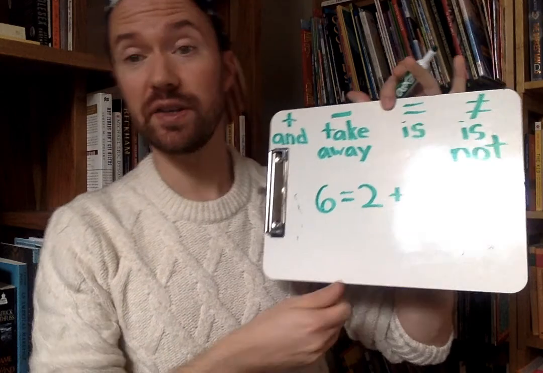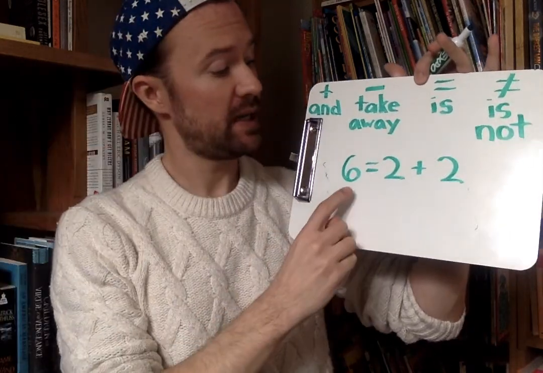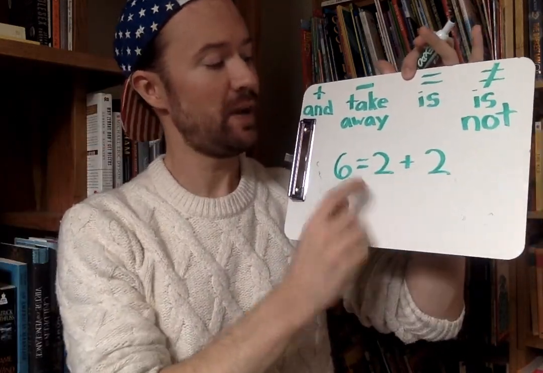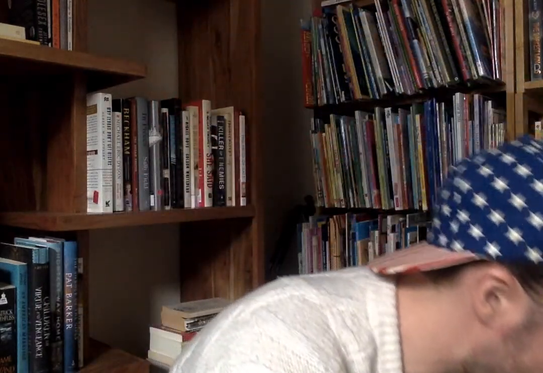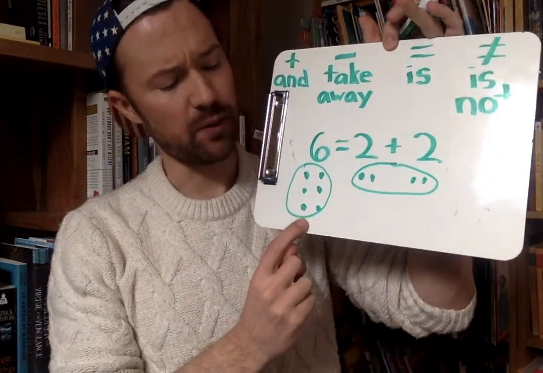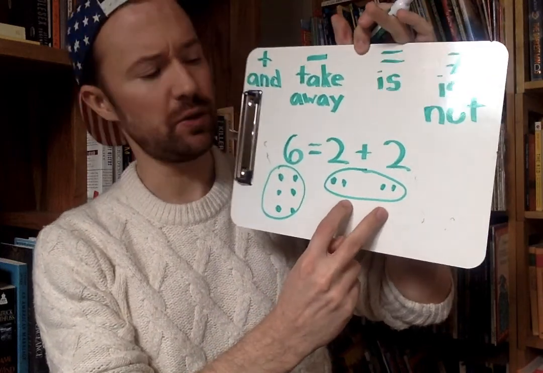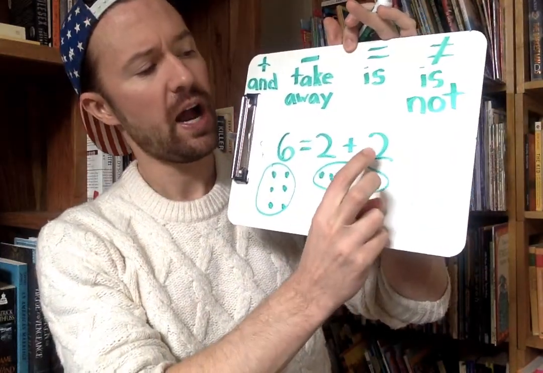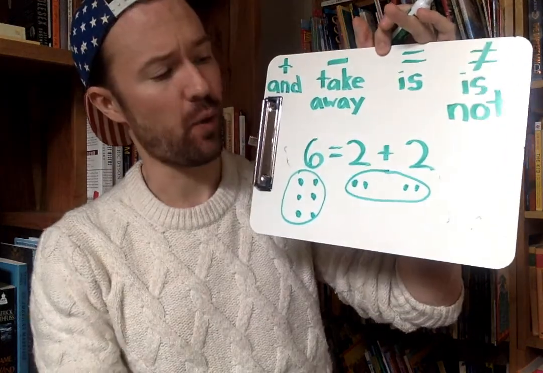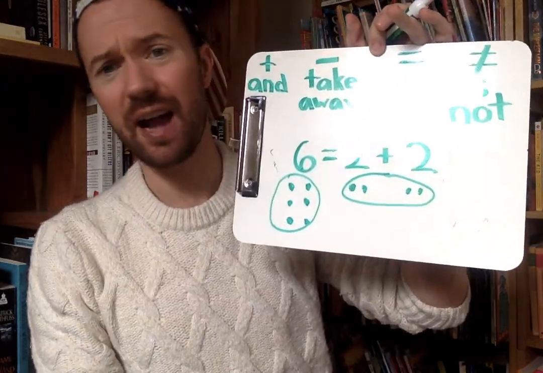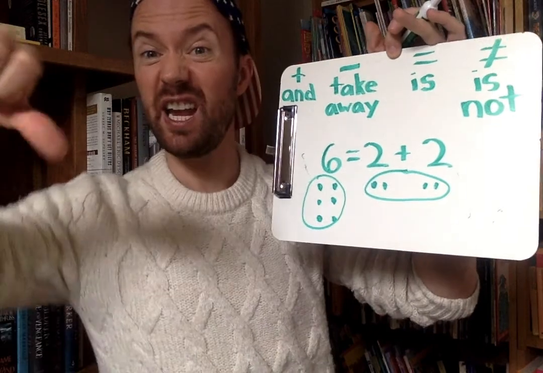Great. I know that this equation is false because 6 and 2 is not the same thing. If I make quantities that match the numerals, I notice that on this side we have 6, and on this side 2 and 2 we have 1, 2, 3, 4. I know that 2 and 2 is the same as 4, and 4 and 6 are not the same thing. So I know that this equation is false.